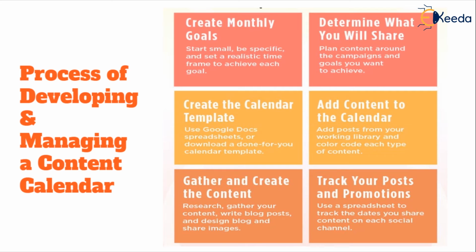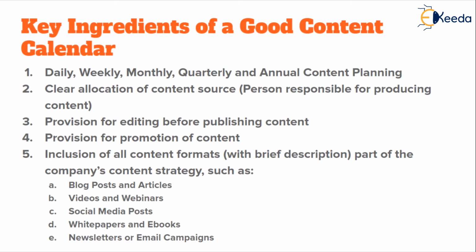So tracking is an essential part of creating a content calendar, and this therefore serves as a document that you can use to update daily and review your activities, review your target achievements on a daily basis. Now, key ingredients of a good content calendar are that it has the ability to capture firstly daily, weekly, monthly, quarterly, and annual content planning.